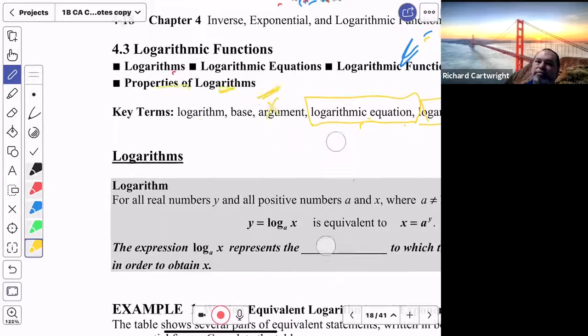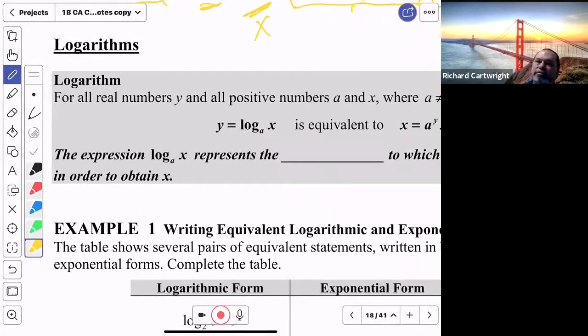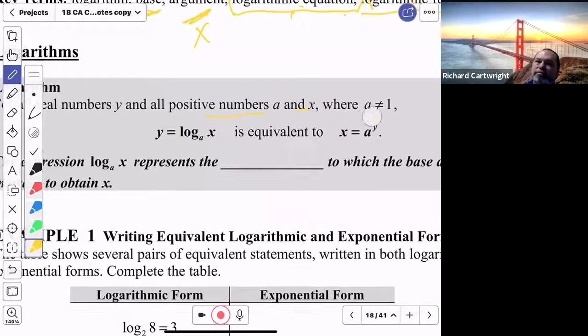Okay, so let's see. For all real numbers y, and all positive numbers a and x, where a is not equal to 1. That's very important. We don't think about those things.